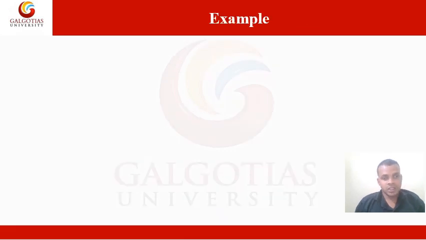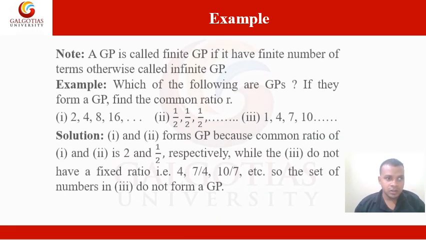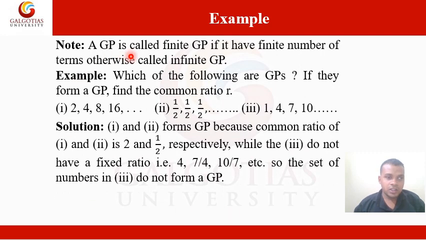Let us see some examples on geometric progressions. Note, a GP is called a finite GP if it has a finite number of terms or finite number of elements. Otherwise, it will be an infinite GP.